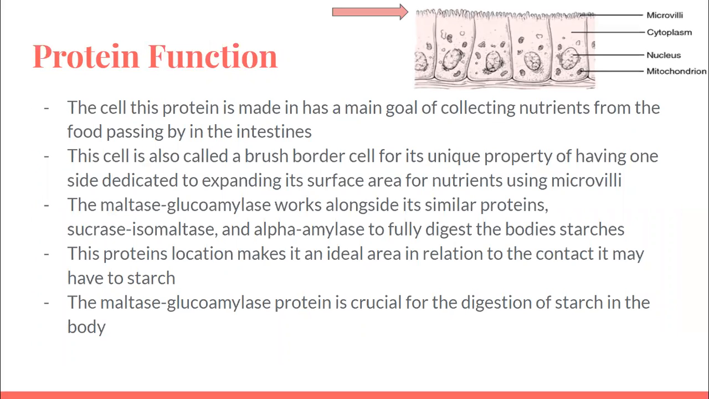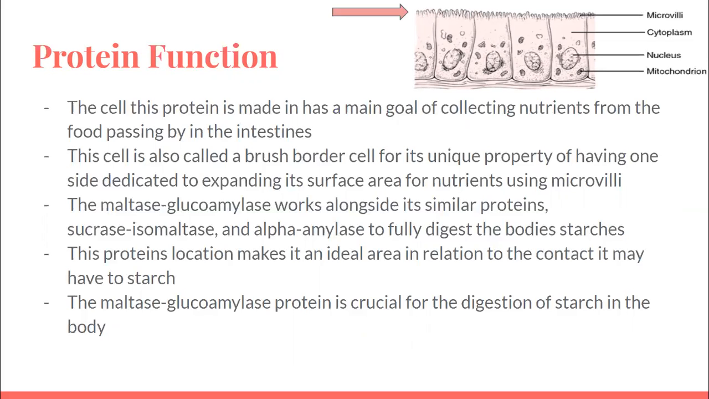Now moving on to the protein function. The cell this specific protein is made in is a cell that is part of the lining of the intestinal tract. This cell's function is primarily to absorb as many nutrients from the passing by food as possible. This non-ordinary cell is called a brush border cell. The difference between a normal and brush border cell is that the brush border cell has one side of it made specifically for the purpose of absorbing the most amount of nutrients from food.